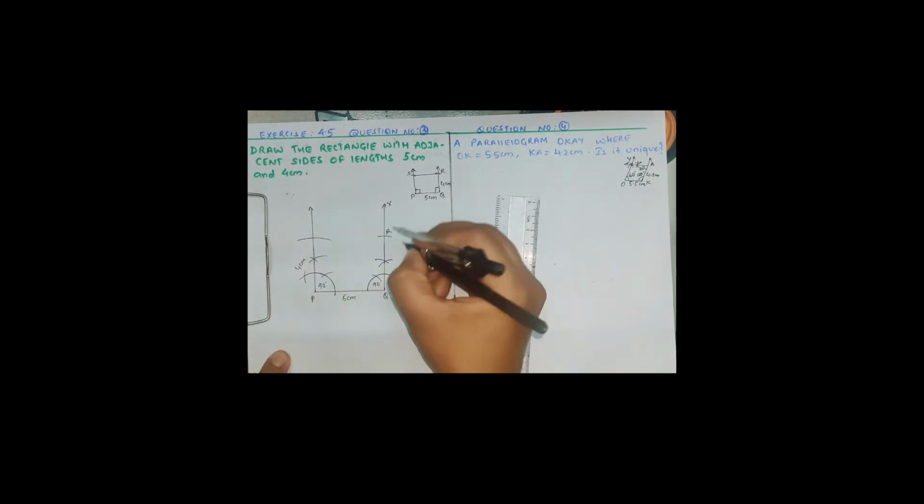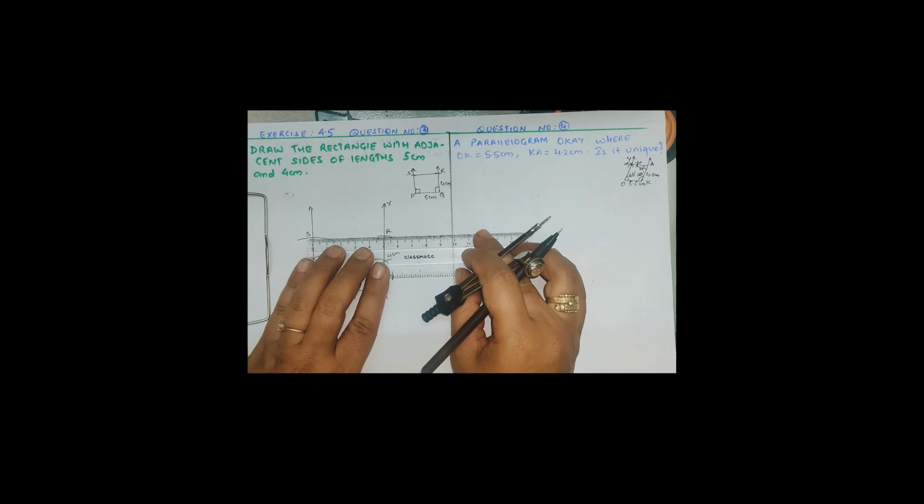Already cut an arc of 4 centimeter. Opposite sides of rectangle are equal. PQR and this point is S. Just join SR. This is also 5 centimeter. 5 centimeter, 5 centimeter, as opposite sides of rectangle are equal. So this is your required rectangle.